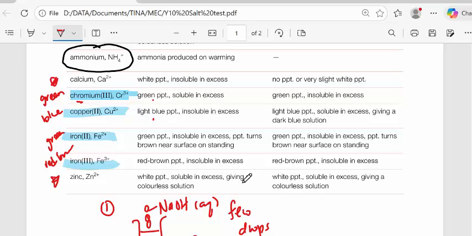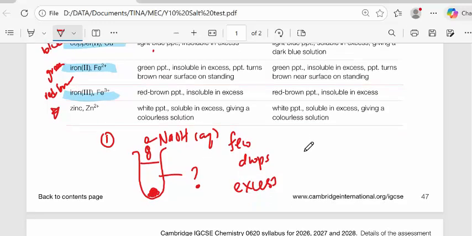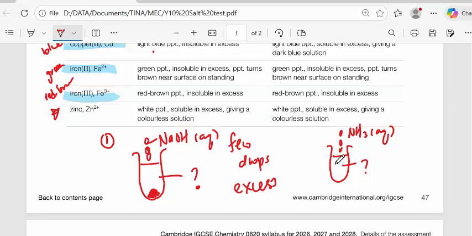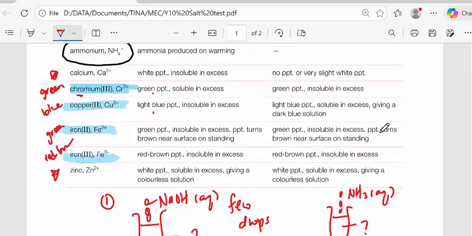Okay? When you do the first test, sometimes the color is almost the same. So there's a second test, which is this one. The one that you don't know, you add aqueous ammonia. Also same thing, you add a few drops and you add a few more drops. I want you to look at all of this and see. Can you understand what's going on?